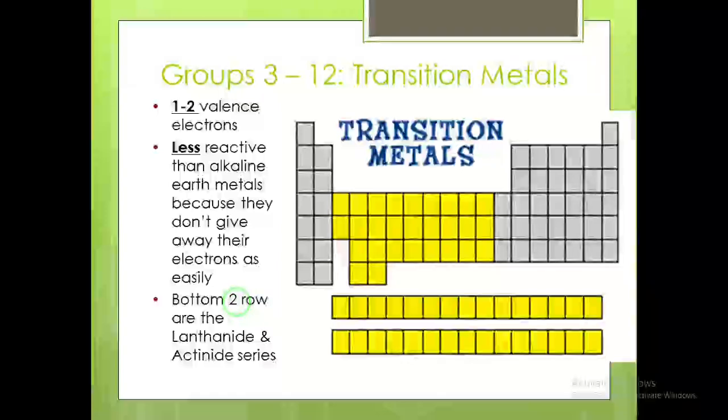Then we have our transition metals in color yellow. So when you hear the word transition, it simply means transition from metals to non-metals. Now, these are less reactive than alkaline earth metals, and we have some special transition metals called the lanthanide and the actinide series.